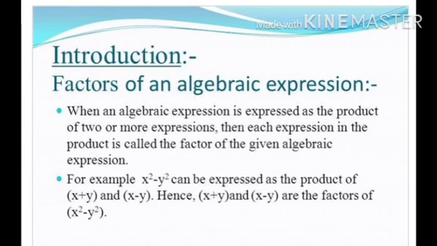Now, factors of an algebraic expression. When an algebraic expression is expressed as the product of two or more expressions, then each expression in the product is called a factor of the given algebraic expression. For example, x square minus y square can be expressed as the product of x plus y and x minus y. Hence, x plus y and x minus y are the factors of x square minus y square.